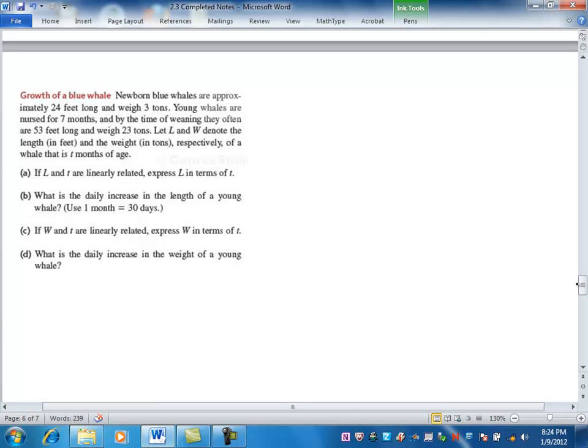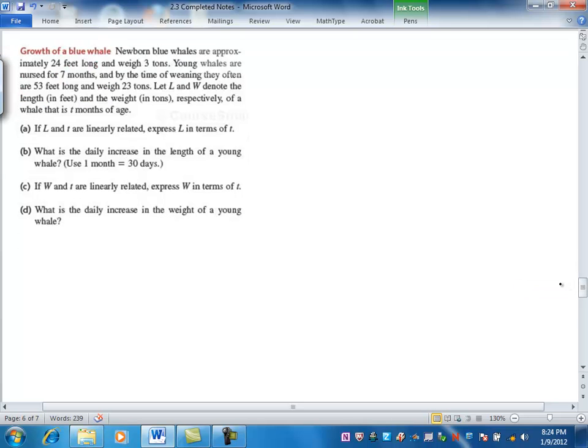Let L and W denote the length in feet and the weight in tons respectively of a whale that is T months of age. Now we're saying if L and T are linearly related, express L in terms of T. So my independent variable here will be T, and the length is dependent on how old the whale is in terms of months here. And so we can see that when they are born, 0 months, they are about 24 feet long. And after 7 months, they are 53 feet long.